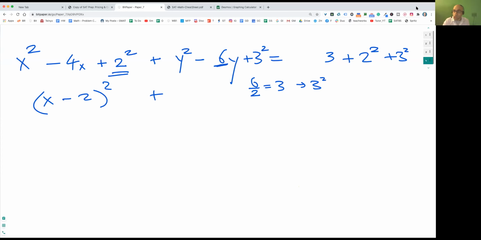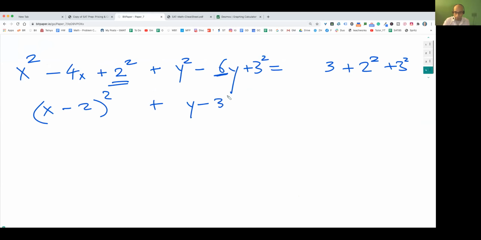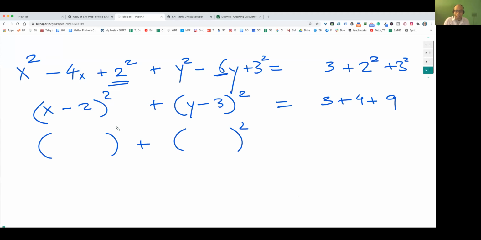As soon as you do that, this whole thing is automatically converted to a square. And over here, you add all of these things. So what do you have? 3 plus 4 plus 9 is 16, right? So now, can you find the center of the circle here? Super easy. I know many of you know how to do this. The radius is also given to you over here. x minus 2 squared plus y minus 3 squared is equal to 16.